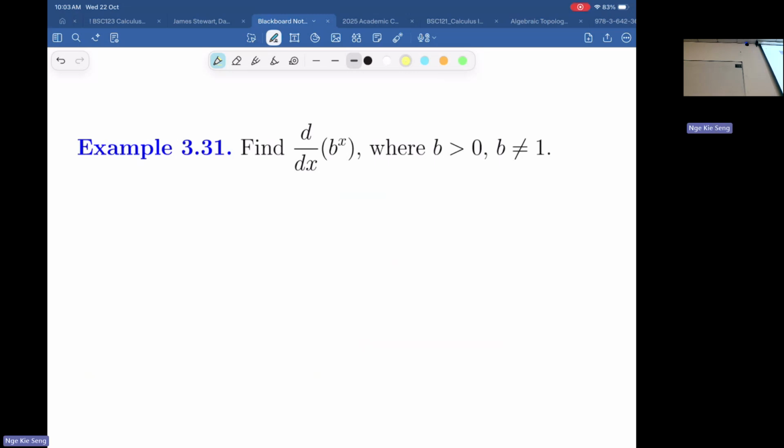Check back your notes. Differentiate e to the x, you get itself, e to the x. It's very easy. Every time you differentiate, you get itself. So is it possible to relate b to the x to e to the x? Can you recall the power rules, the logarithm identity, or the exponential identity? Is it possible to change base from b to e?